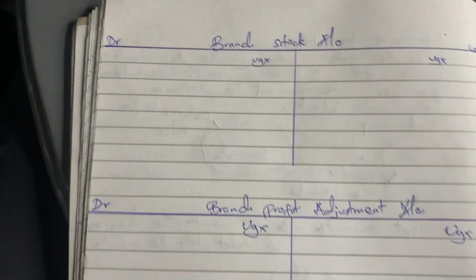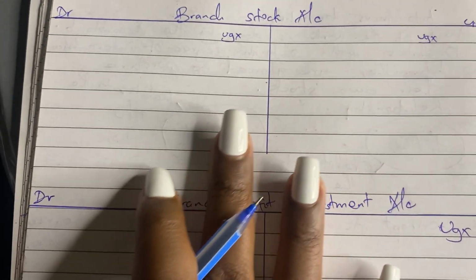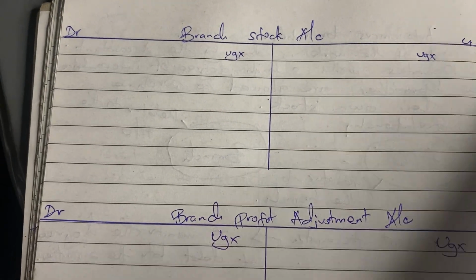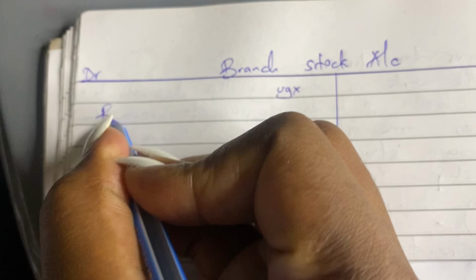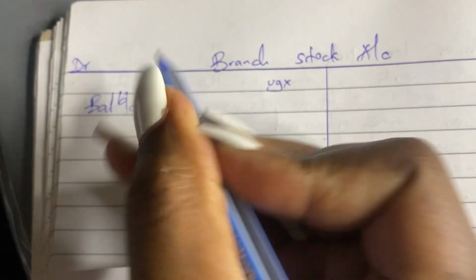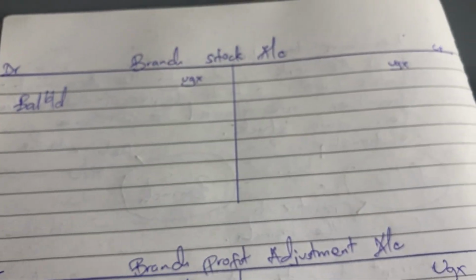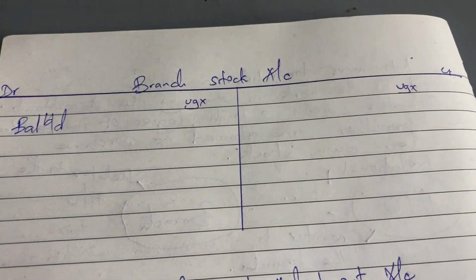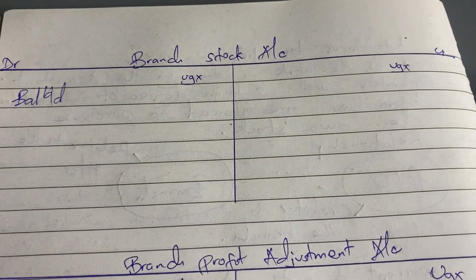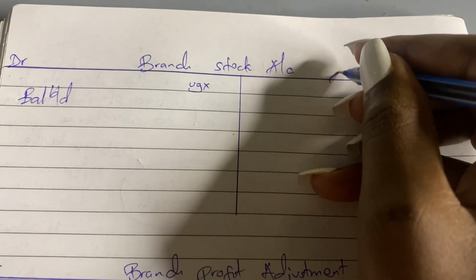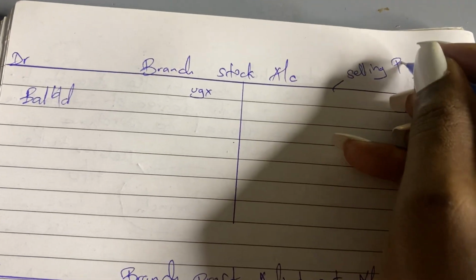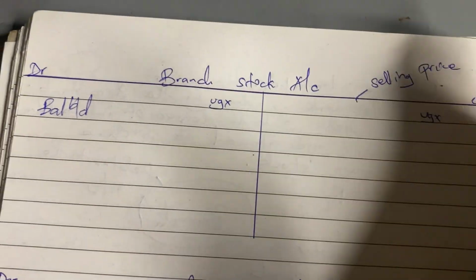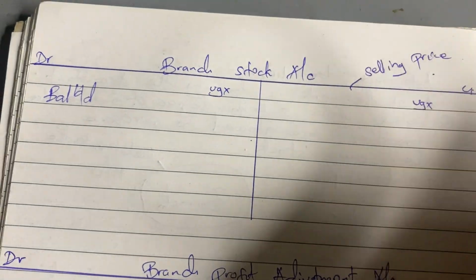We start with a branch stock account. The branch stock account, as we looked at the formatting, we start with the opening balance, which is balance brought down. Here, when goods are sent at a selling price, things will be a bit different compared to when goods are sent at cost. This account, we prepare it using the selling price.